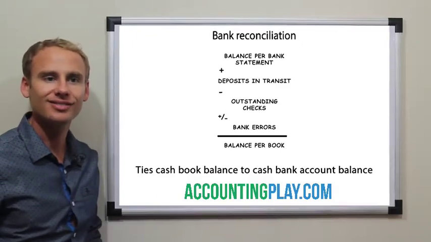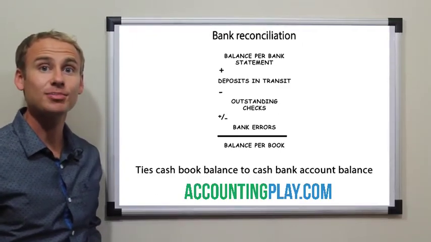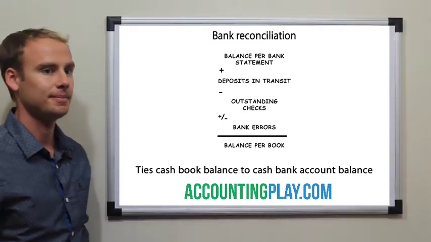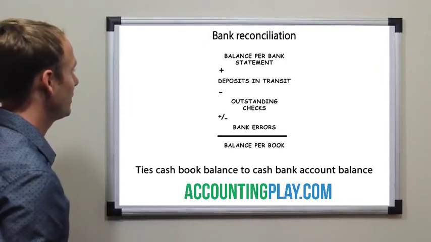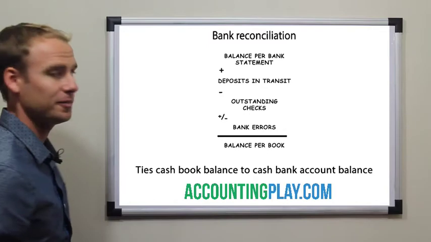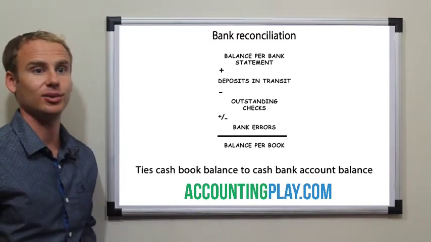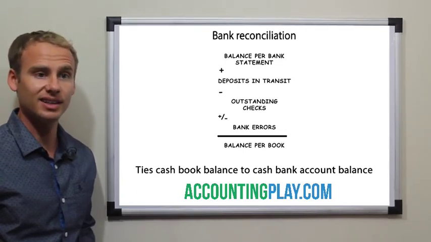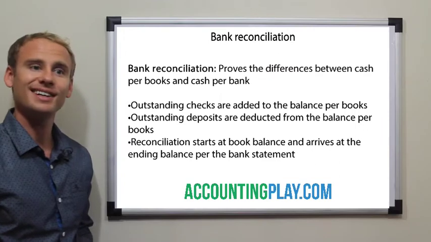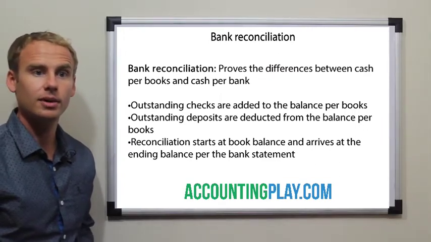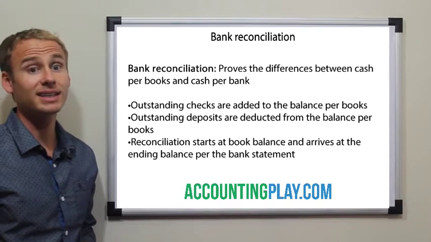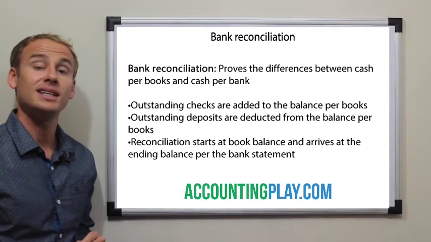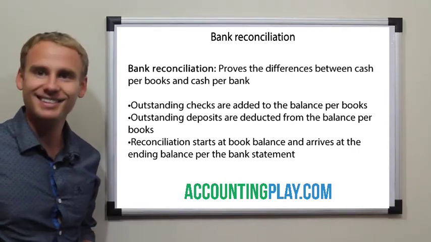Bank reconciliation proves the difference between cash per books and cash per bank. You'll see our bank reconciliation formula here. Balance per books equals bank balance minus outstanding checks plus outstanding checks. Another way to look at this is balance per bank equals balance per books plus outstanding checks minus outstanding deposits. The reconciliation shows the differences between the bank statement and the accounting record.